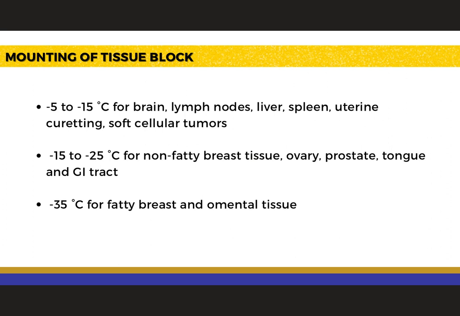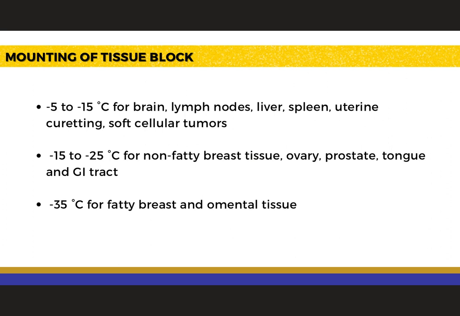Between -5 to -15 degrees Celsius is required for brain, lymph nodes, liver, spleen, uterine curettings, and soft cellular tumors. For -15 to -25 degrees Celsius, this is for non-fatty breast tissue, ovary, prostate, tongue, and the gastrointestinal tract. And lastly, -35 degrees Celsius for fatty breast and omental tissue.